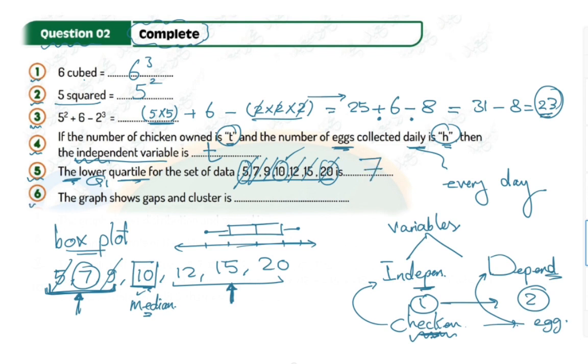Question number 6. The graph that shows gaps and clusters is what? How many graphs have we studied? We have the box plot, the dot plot, and also the double bar graph and the histogram and so on. But gaps and clusters, where do you find these names? At the dot plot. You remember the dot plot?